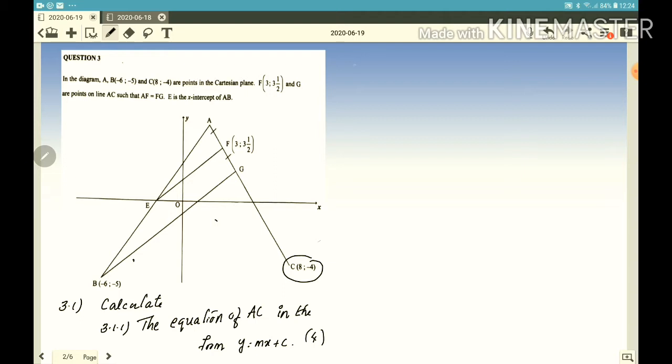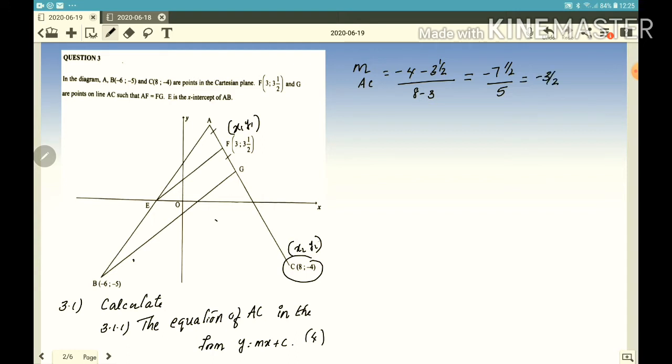That is m is equal to, you know the formula, gradient of AC. 2 points are there, then change in y by change in x. So I'm going to write this one as x1, y1 and this point as x2, y2. If I think like this, then y2 minus y1 is -4 minus 3.5 divided by x2 minus x1, that is 8 minus 3. So which is going to be -7.5 divided by 5. When you do this in the calculator, you will get -3/2.